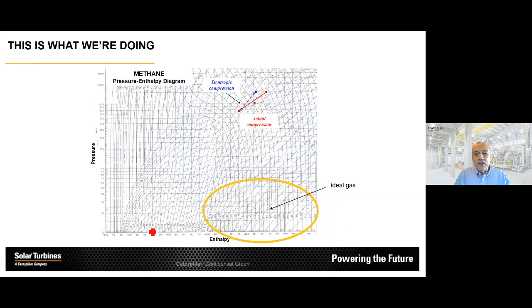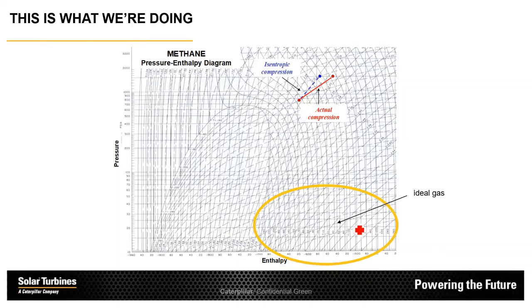And essentially at very low pressures, any gas behaves as an ideal gas. The only problem is these are usually not the pressures that we have to deal with when we compress our gases. And then you basically see that the compression is defined by a suction pressure and a suction temperature, and a discharge pressure and a discharge temperature.